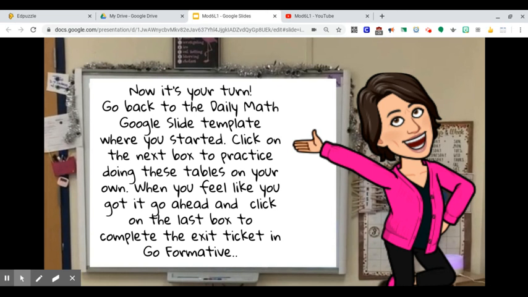Then, once you understand that and you feel comfortable, I have an exit ticket for you in Formative. So make sure that you use the Daily Math Google slide template that I gave you in our Google Classroom to help you keep track of first, next, and last. That way you know you won't miss any of the assignments for today.